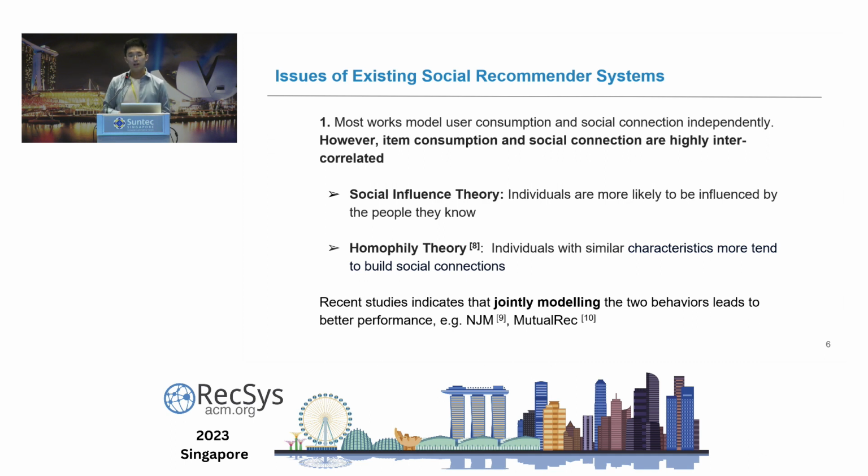But actually, they are highly intercorrelated. This is supported by two theories: the social influence theory already mentioned in the previous slide, and the homophily theory, which states that individuals with similar characteristics tend to build social connections. Some recent work found that jointly modeling those two behaviors leads to better performance for each task.